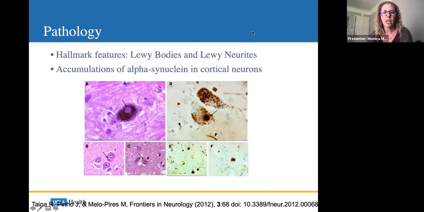When we think about the pathology of a Lewy body dementia, we're again looking at these hallmark features, which are Lewy bodies and Lewy neurites. Of course, this was first discovered by a researcher named Dr. Lewy. As with all of these diseases, they're named after the person who first identified them. And then there's also this accumulation of alpha-synuclein, which is common in lots of different types of dementias, but really it's the placement of this alpha-synuclein which would make it different than other types of dementias.